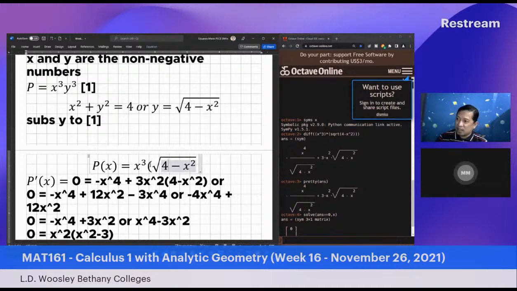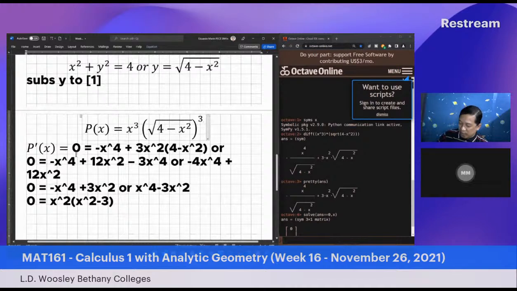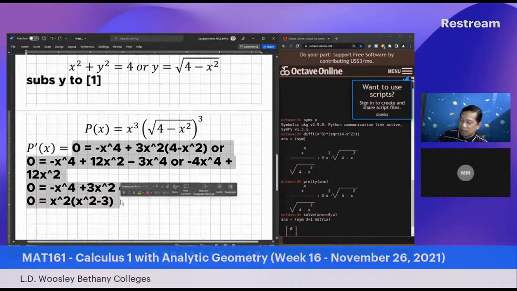Teka. Correct natin, rectify natin. Kasi cube mo lang to. Tama lang. Ayan. Kasi sinubstitute mo lang naman doon sa equation 1 yung value ng x, so cube pa rin siya. So mali itong ginawa ko. Okay.